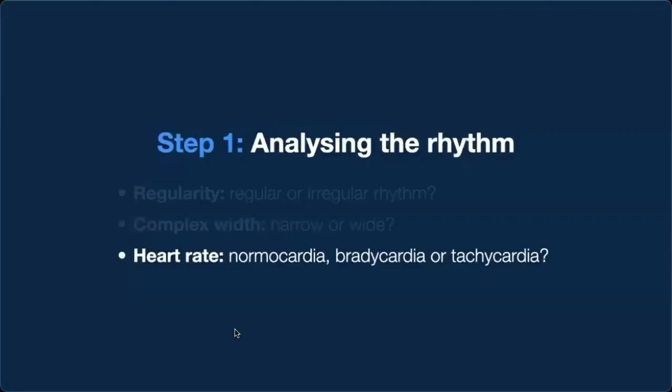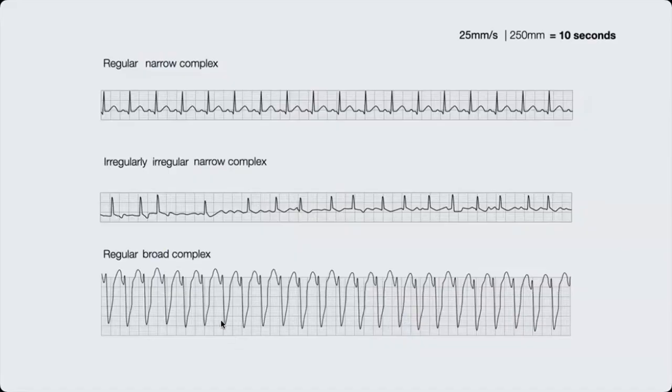Then the last part is to comment on the heart rate. To calculate the heart rate, I think it's best to look at your rhythm strip, count the number of complexes that you can see within your rhythm strip, and then multiply it by the appropriate number. And why do I say appropriate number? Is because it depends on how long your rhythm strip is. And because our ECG is calibrated at 25 millimeters per second, our rhythm strips are 10 seconds long. And so we would then multiply by 6, because 10 times 6 is 60 seconds, which is 1 minute.